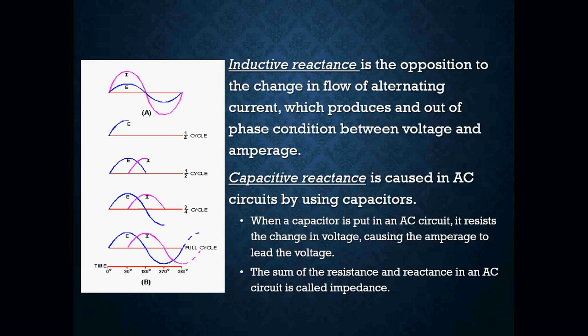Inductive reactance is the opposition to the change in flow of alternating current, which produces an out-of-phase condition between voltage and amperage. Your capacitive reactance is caused in AC circuits by using capacitors. Okay, when a capacitor is put into an AC circuit, it resists the change in voltage, causing the amperage to lead the voltage. Okay, so the combination of resistance and reactance in an AC circuit is also called impedance.